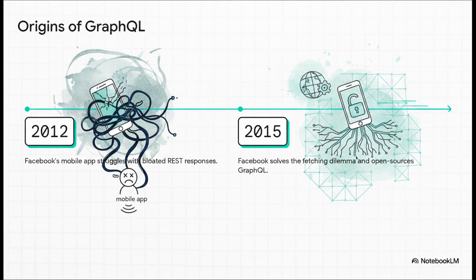To really understand why we have this, let's step back historically. Back in 2012, Facebook was desperately trying to rebuild their native iOS app. They realized their mobile app was literally choking on bloated REST responses. Making multiple requests to load a single newsfeed was just way too slow on 2012 mobile networks. So they invented GraphQL purely to save bandwidth and speed things up. It was so incredibly effective that by 2015, Facebook officially open-sourced it to the entire world.